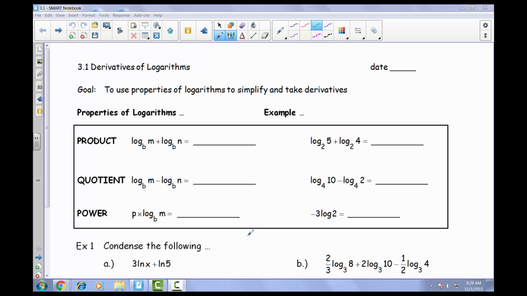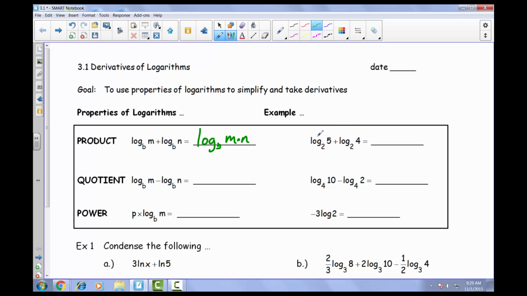The first one is the product property with logarithms. Anytime you have a log with some base b of something plus another log with the same exact base of something, instead of adding these two logs, you can do the product of that in a single log. So this would come out to be the log of the same base b of m times n. Notice it's now just one log, but those m and n values are being multiplied together.